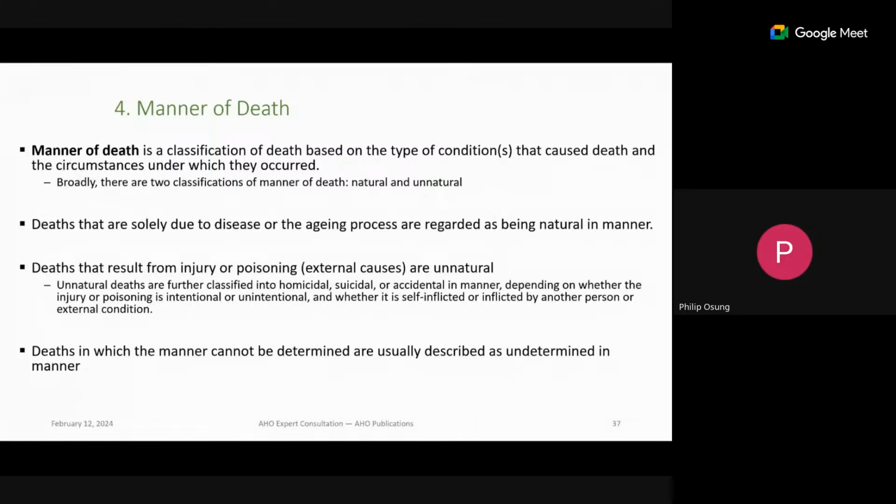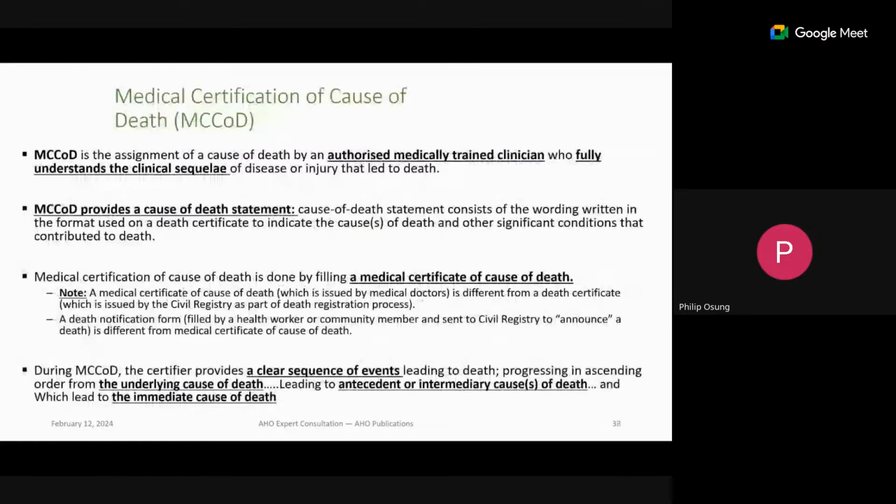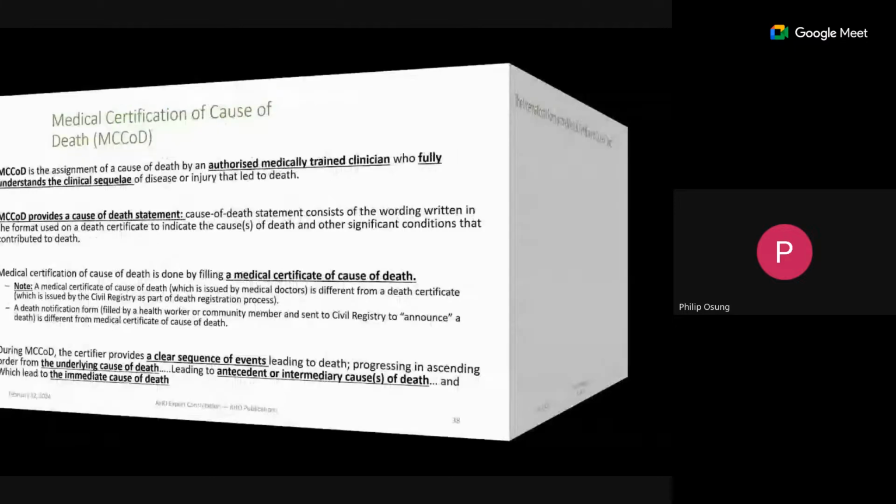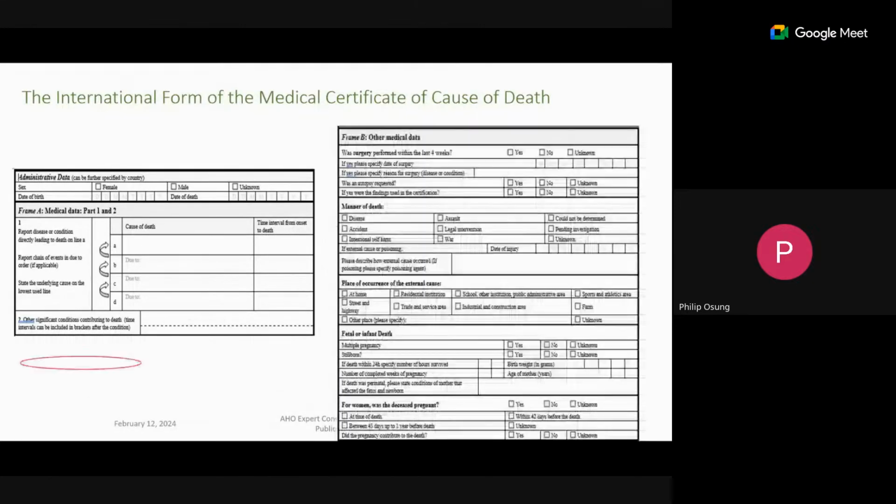So that's why we really highlighted the causes of death and manner of death, and the distinction, so that this could be noted and taken into account when preparing the medical certification of cause of death. The medical certification of cause of death is the assignment of the cause of death by an authorized, medically trained clinician who fully understands the clinical sequelae of disease or injury that leads to death. As I mentioned briefly, the medical certification of cause of death is an international standardized document that is supposed to provide a standardized measure of death, and this would help in generating these statistics. So this is what the form looks like.